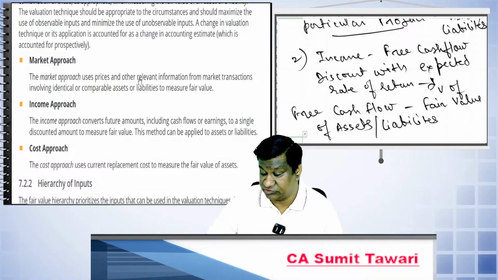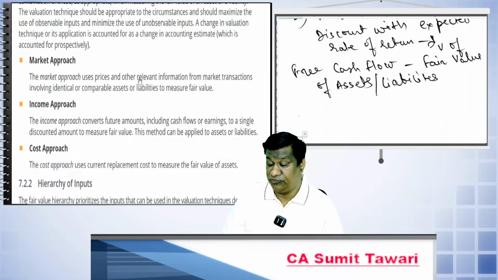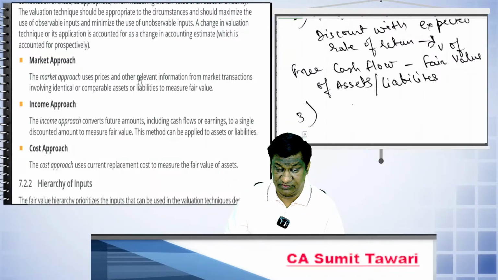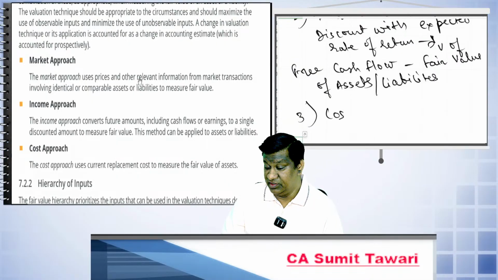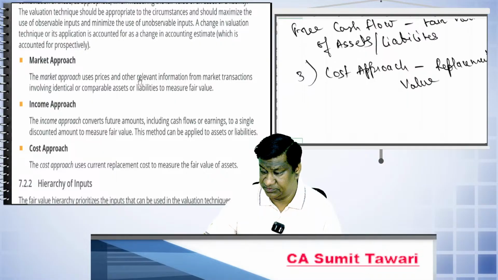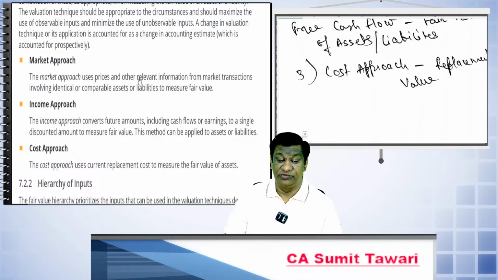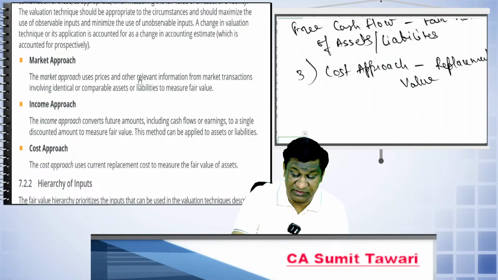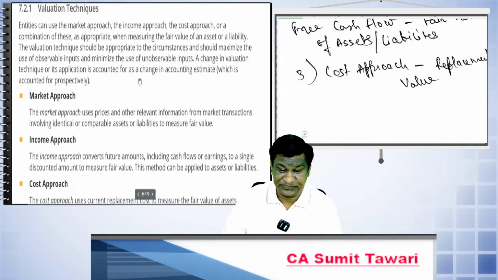And the last one is the cost approach. As we saw, if you are going to replace the asset, then what would be the replacement value? That is basically the replacement value. These are basically the three valuation techniques.